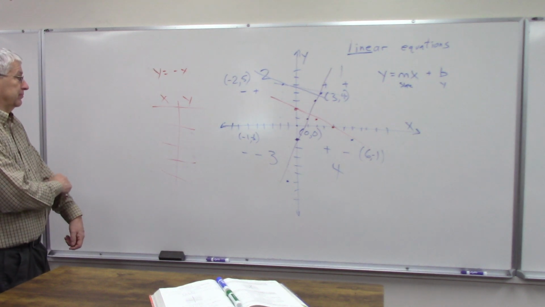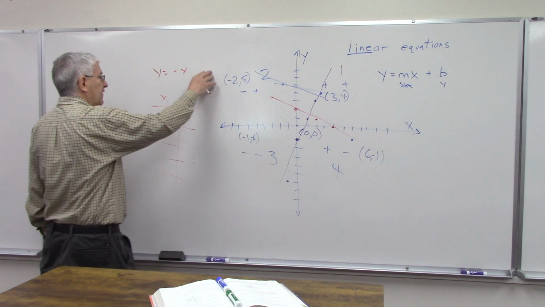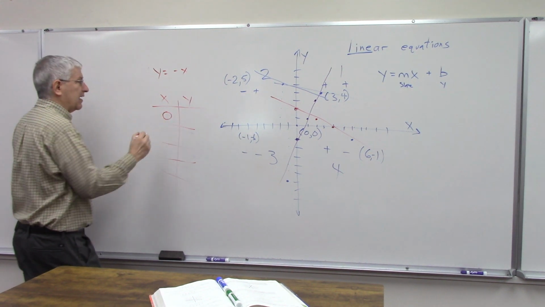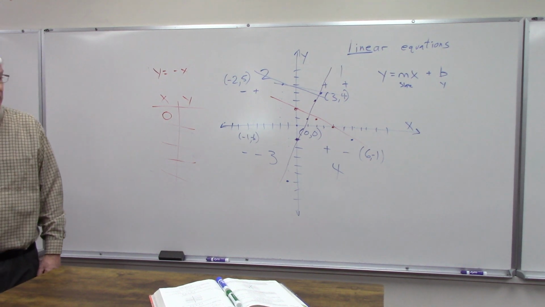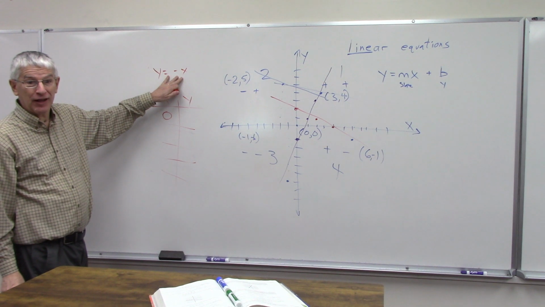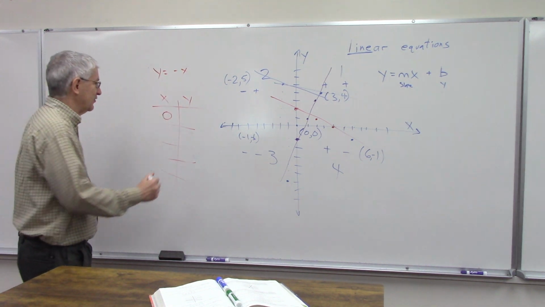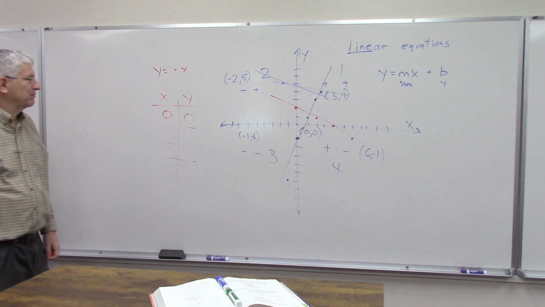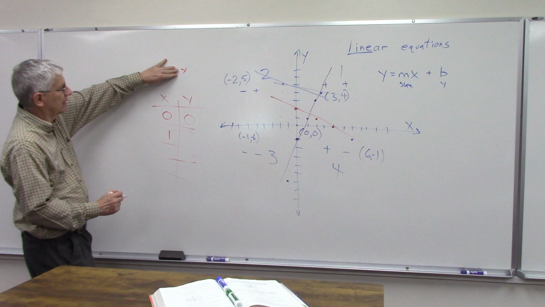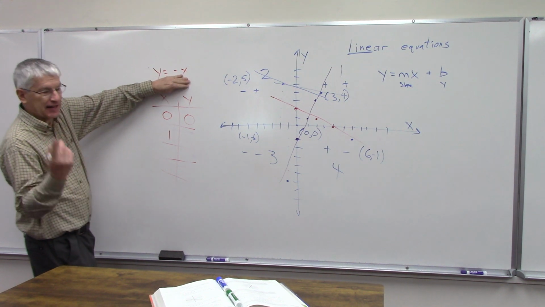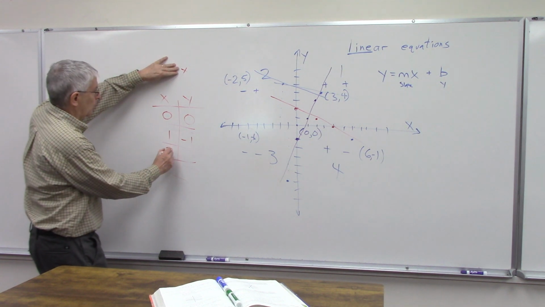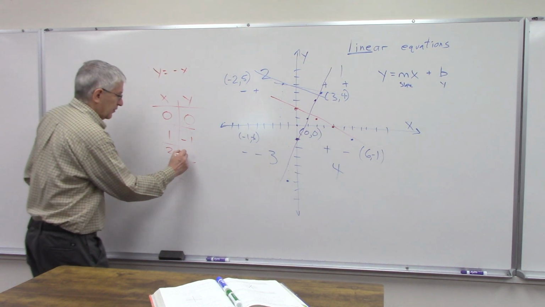Now, this is a little different in the fact that we don't have any other numbers out here. So, again, good to start with 0. So what is negative 0? Nothing, right? Still 0. Okay. So it's all that. All right. So when x is 1, y is negative 1. So when x is 2, y is negative 2.